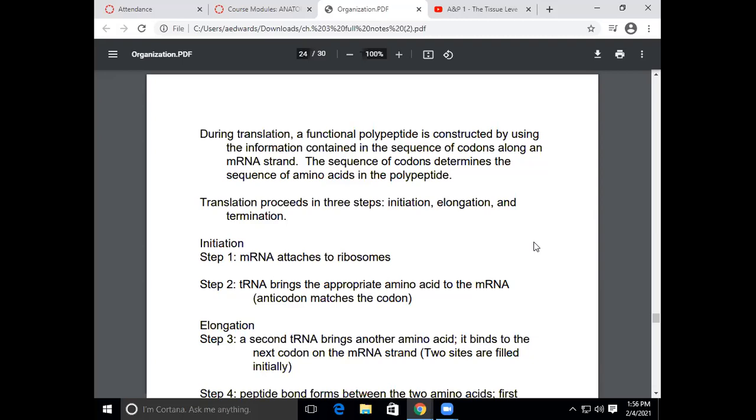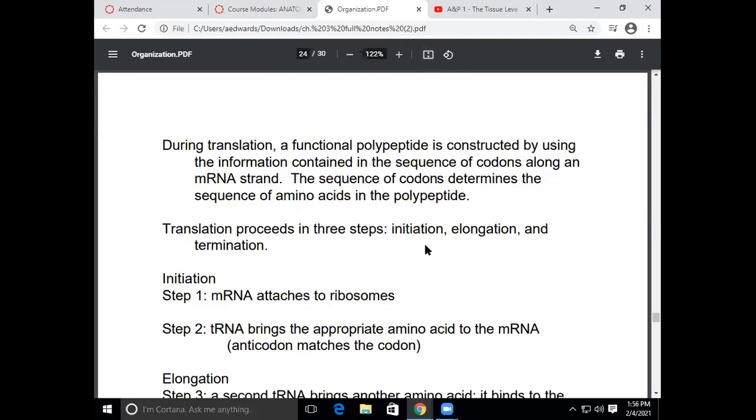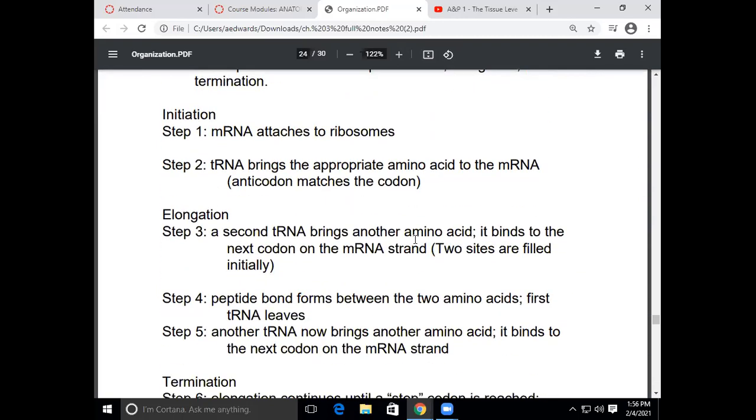So translation then is going to proceed in 3 steps. Okay. All right, so you've got initiation, elongation, and termination. So in initiation, the messenger RNA is going to attach to the ribosome. This is after it's already left the nucleus, gone through a nuclear pore. Okay. So it's gone to the ribosome. And then transfer RNA, tRNA, is going to bring the corresponding amino acid to the messenger RNA. Now, the transfer RNA has an anticodon, okay? And it's going to match the codon, or it's complementary to the codon on the messenger RNA, okay?